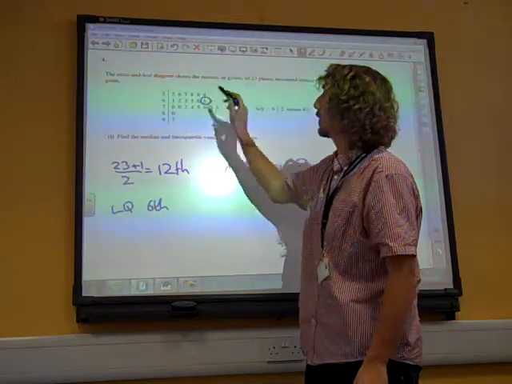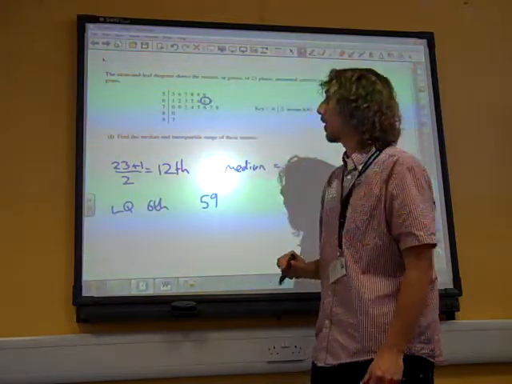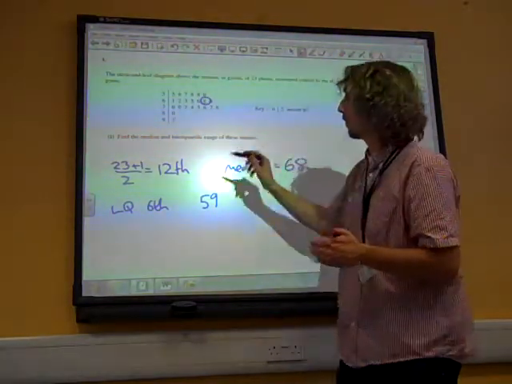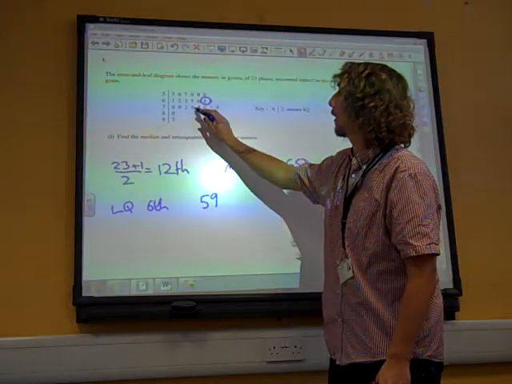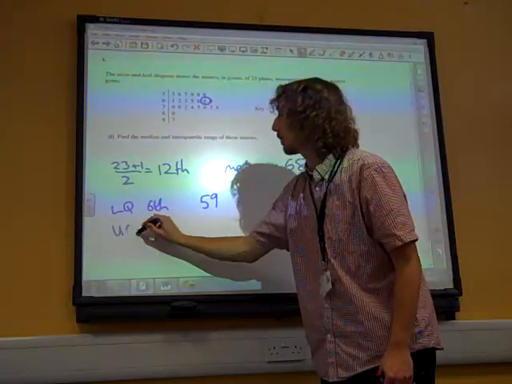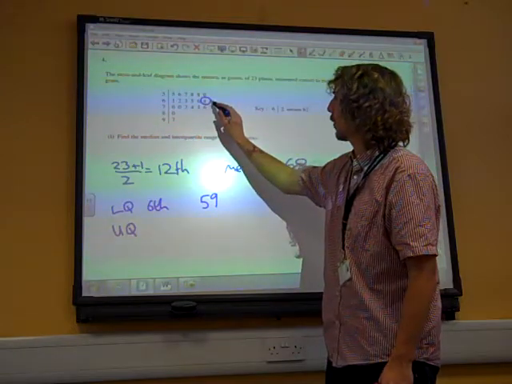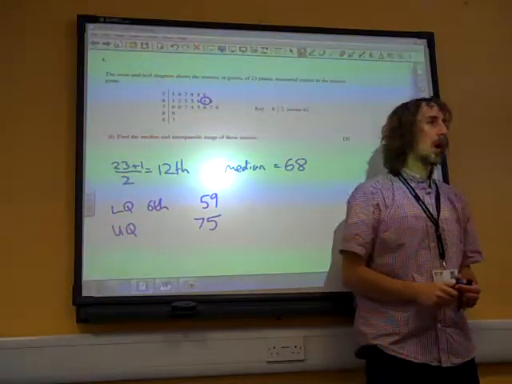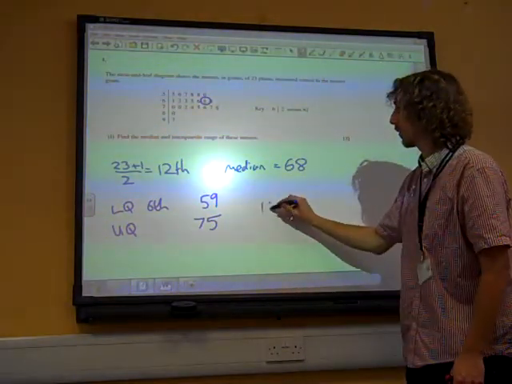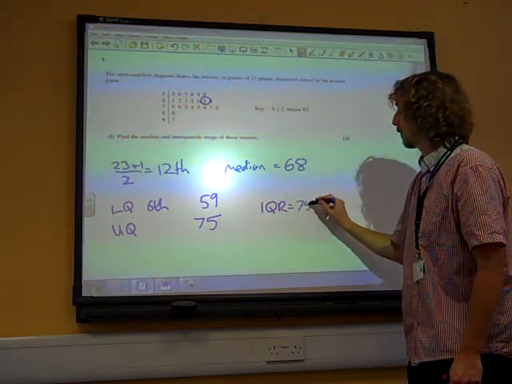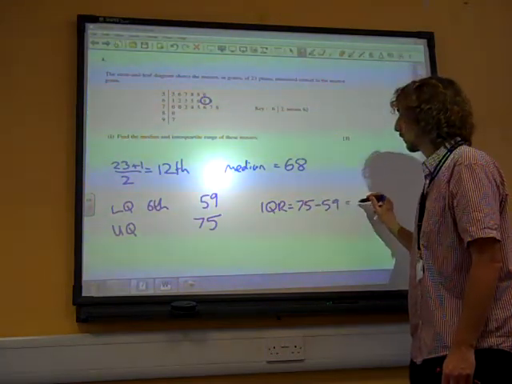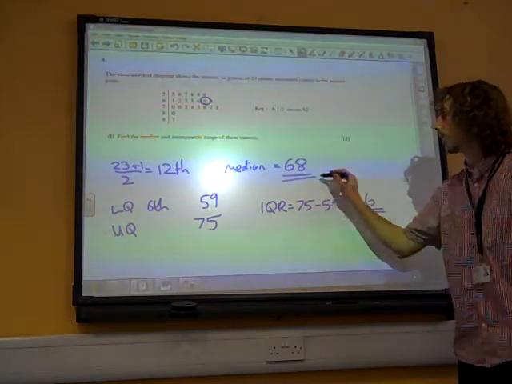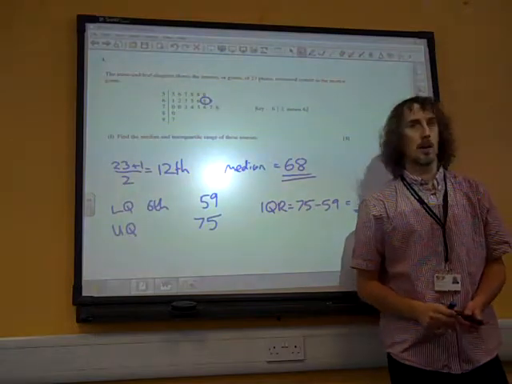1, 2, 3, 4, 5, 6, that is 59. For the upper quartile, we're looking for the sixth one after the median. 1, 2, 3, 4, 5, 6. So the upper quartile, I make, where did I get to now? 1, 2, 3, 4, 5, 6, 75. I make that. And so the interquartile range is the difference between these two numbers, which is 16. That would be our answer. There we go.